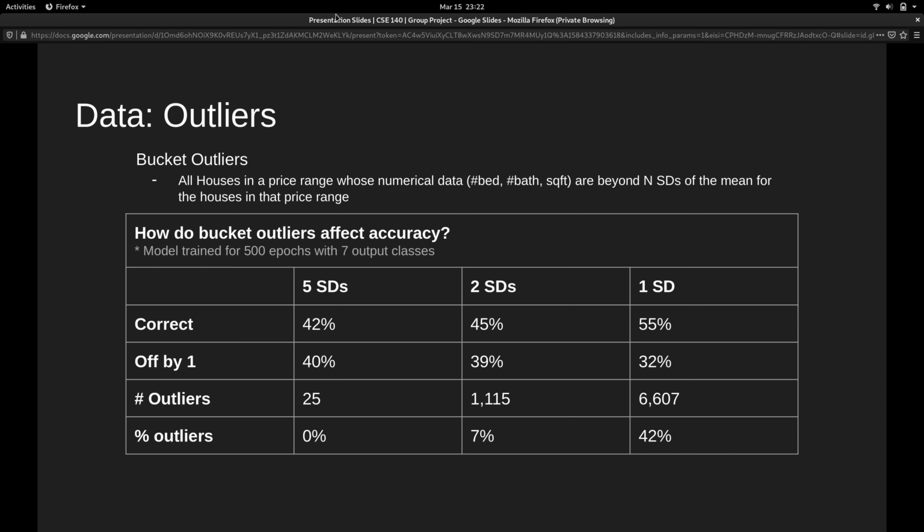footage. And so we found that throwing away everything 1 SD or greater actually threw away 42% of our data, which was too much, and throwing away 5 SDs or greater threw out 0% of our data, and the happy median point was about 2 SDs, which had a 45% correct prediction rate and threw out 7% of outliers.